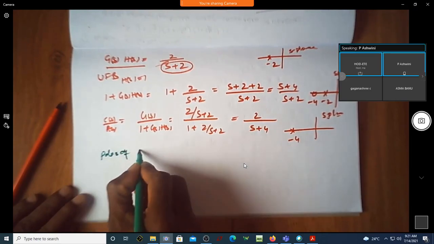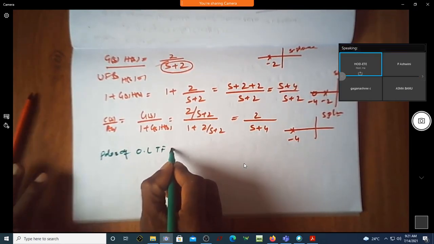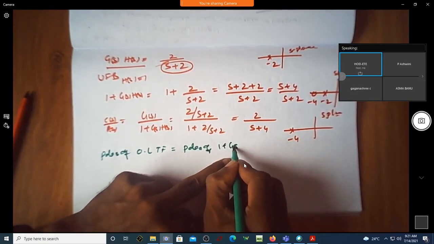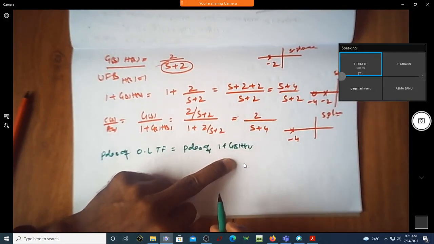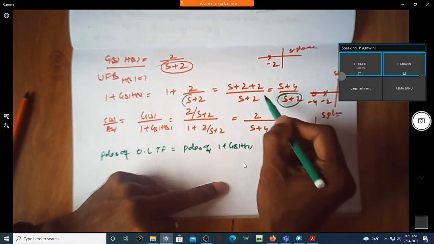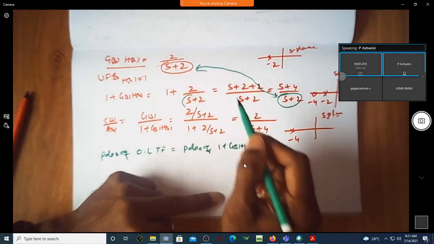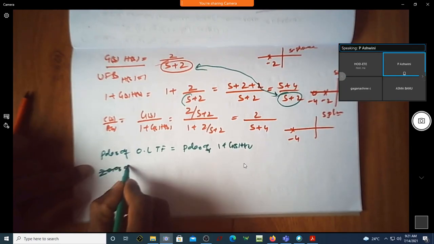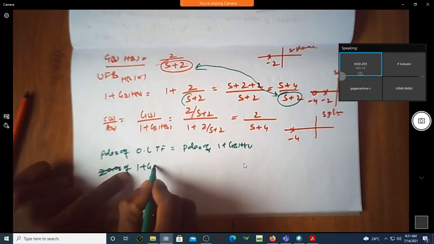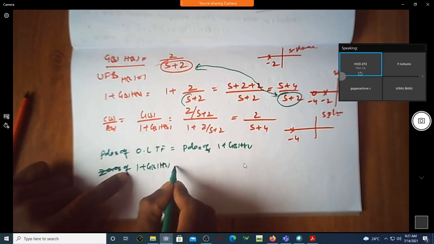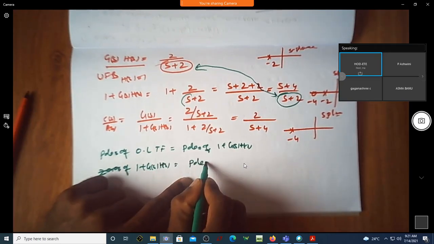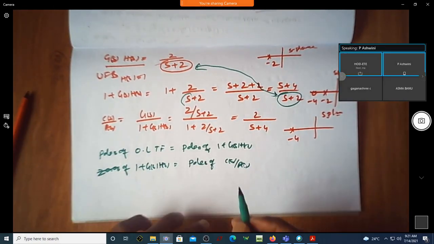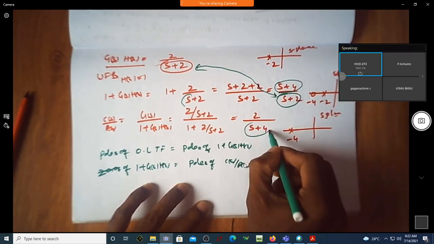Poles of the open loop transfer function are equal to the poles of 1 plus G(s)H(s). If you can see these two, are they not the same? Correct? Now I will write: zeros of 1 plus G(s)H(s) are equal to the poles of C(s) by R(s). Meaning this and this are the same.